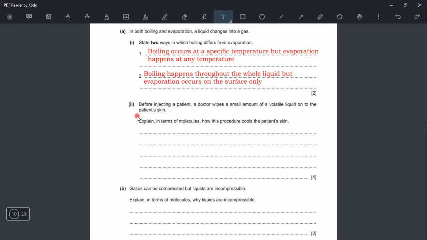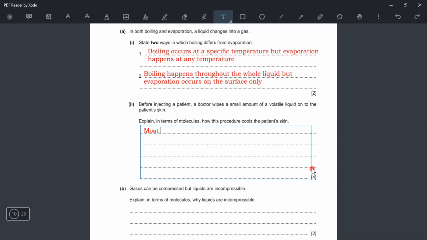Before injecting a patient, a doctor wipes a small amount of volatile liquid, alcohol or ethanol, on the patient's skin. Explain in terms of molecules how this procedure cools the patient's skin. He's obviously talking about evaporation here. When the liquid molecules evaporate, the most energetic molecules on the surface of the liquid break their bonds and escape. They leave behind less energetic molecules. Because the molecules left behind are less energetic, the temperature of the liquid will decrease, and that liquid will absorb heat from the patient's skin, cooling it down.